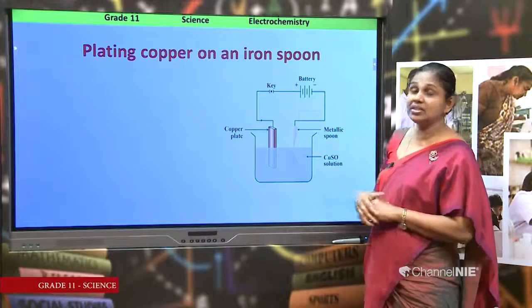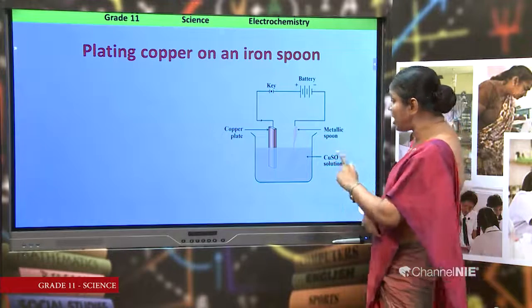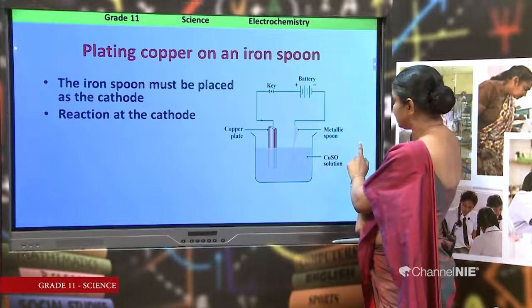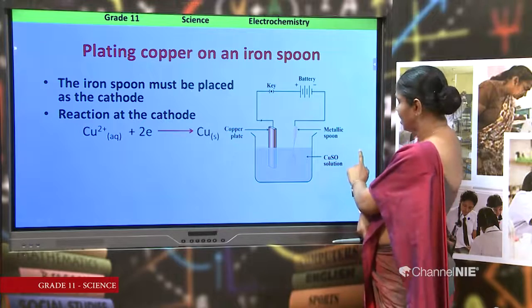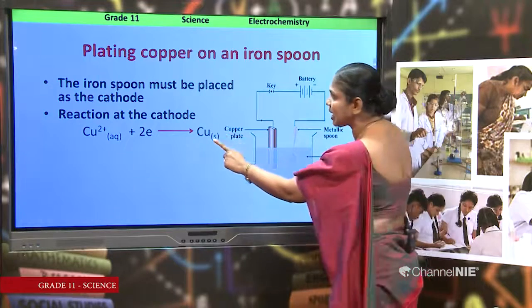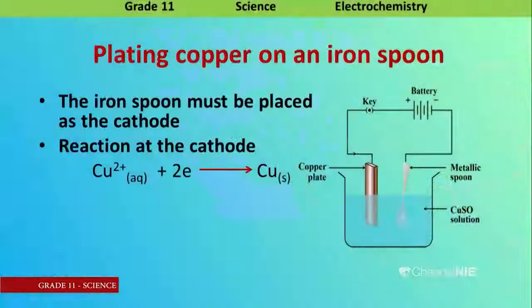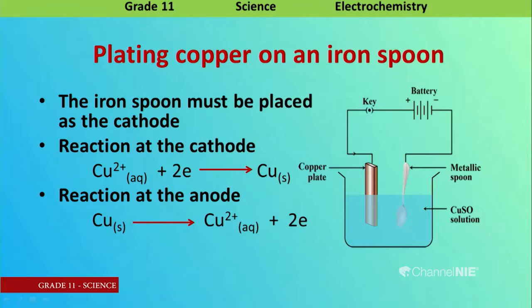So, what happens here at the anode? See, children, this is what happens at the cathode, right? Copper ions in the solution receive electrons and turn into copper atoms, or copper metal. Then the anode dissolves and releases copper ions continuously into the solution.